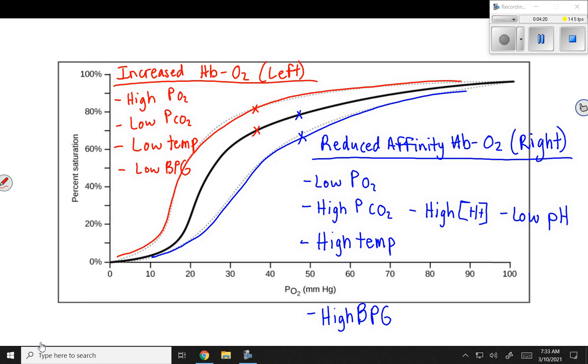Hemoglobin is really good at its job of binding oxygen, because if we think about this, the tissues that need oxygen are the ones that get it. If you haven't been working and you don't need oxygen, it doesn't release. It's really like a perfect delivery system.